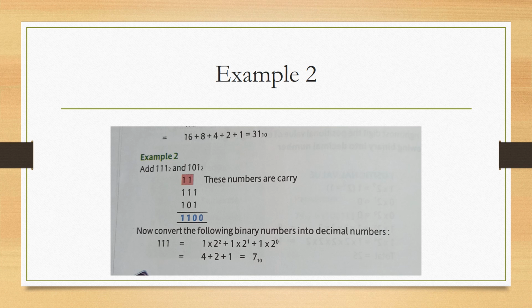Plus 2 raised to power 1, that is 2. 2 ones are 2. Again we get 2. 2 twos are 4. 4 into 1 is 4. Let us add at the last 4 plus 2 plus 1. The answer is 7. This 7 is a decimal number.